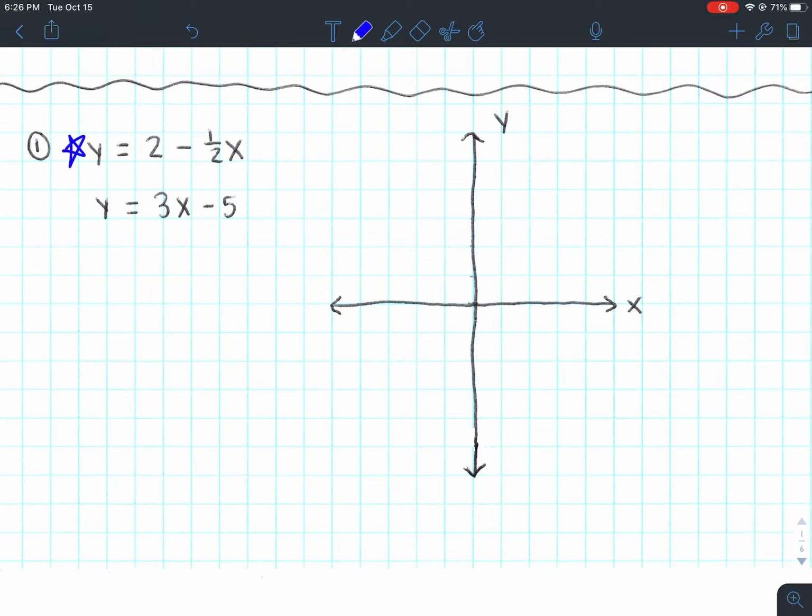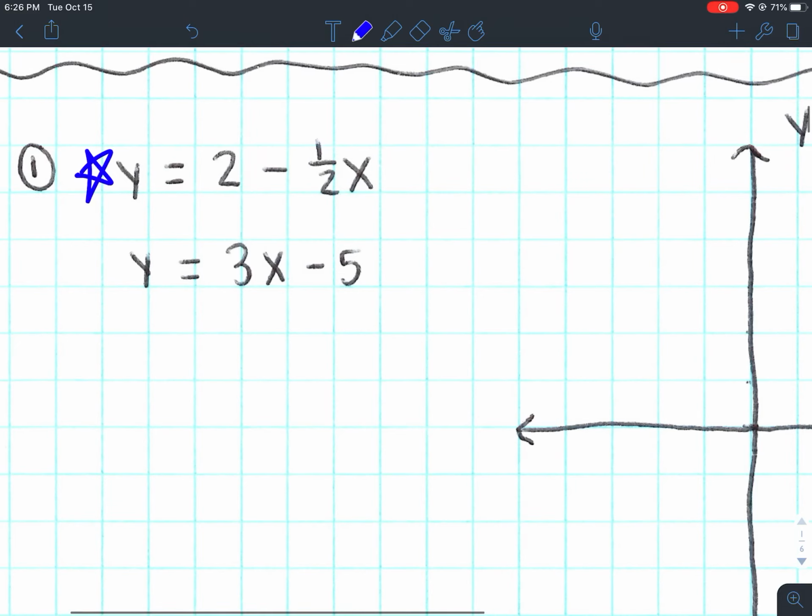So here, since I have two different equations, I'm going to graph them as two different colors. So the first equation I'm going to graph in blue. And the easiest form for me is obviously going to be slope-intercept, or y equals mx plus b. And these two lines are already in y equals mx plus b form, so that's pretty good for me.